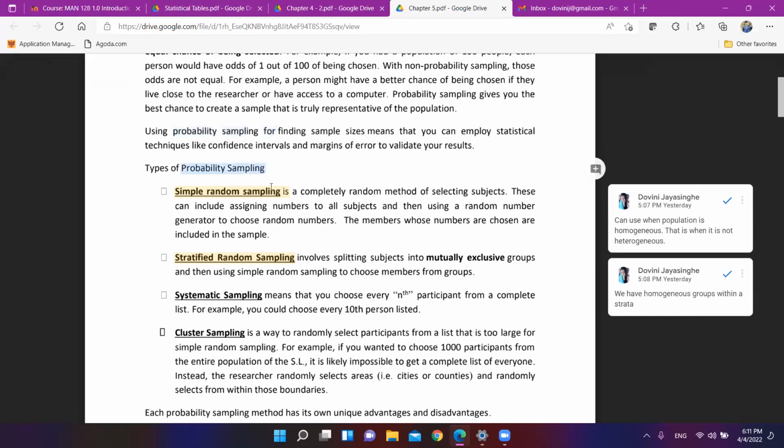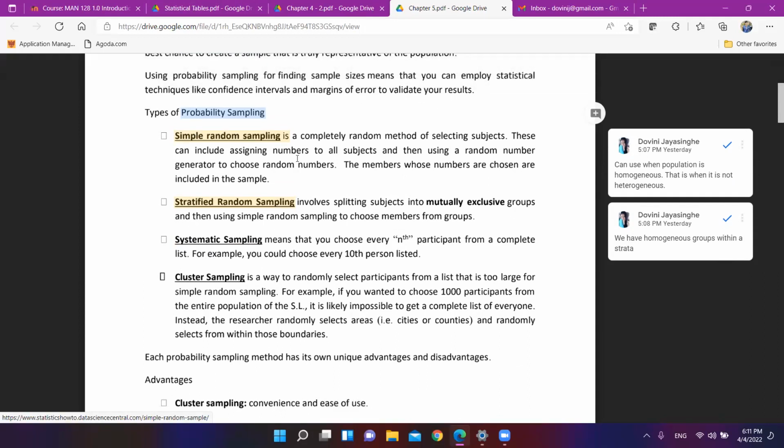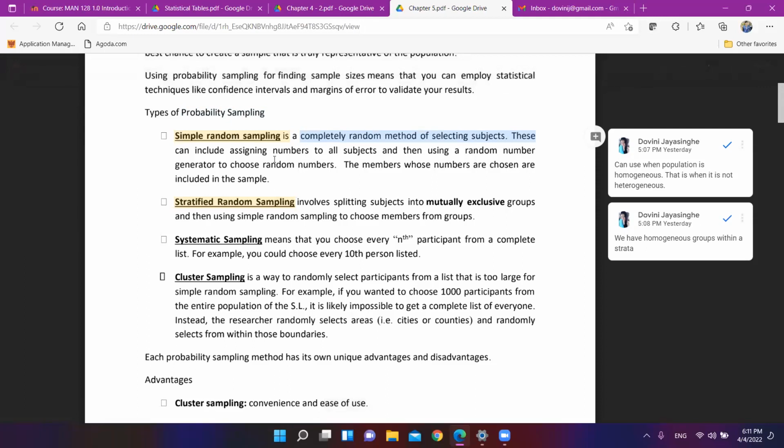Types of probability sampling. So there's so many. We are going to discuss these four most basic ones. Simple random sampling, that is what you already know, is a completely random method of selecting subjects, right? These can include assigning numbers to all the subjects and then using a random number generator to choose random numbers. In the population එකේ හැමෝටම numbers දීලා randomly pick කරනවා numbers. ඒ වගේ දෙයක් තමයි simple random sampling.